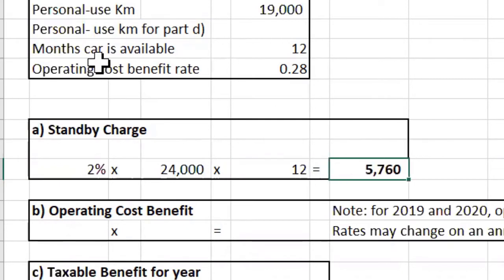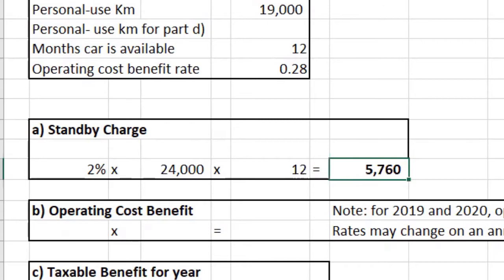5760. Now you should ask yourself, hey, does the standby charge reduction apply here? And the answer is no, it does not. This is where you come up with the answer to the question, is the car used more personally or for employment purposes? If the car is used more for employment purposes, you would apply the reduction. But here it is not. It is used more personally. Therefore, we cannot use the standby charge reduction. So that's part A. It's 5760.